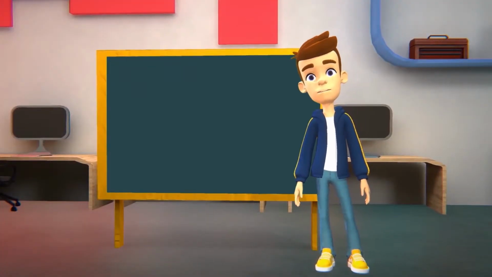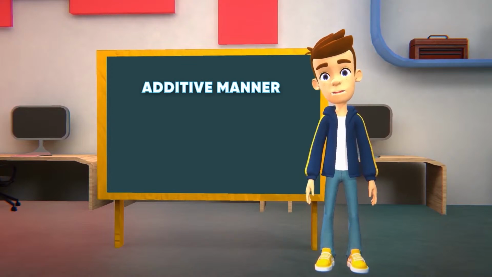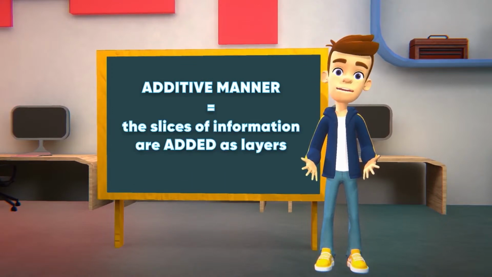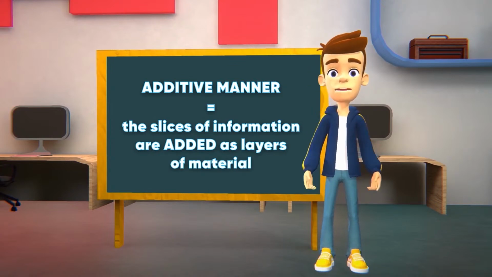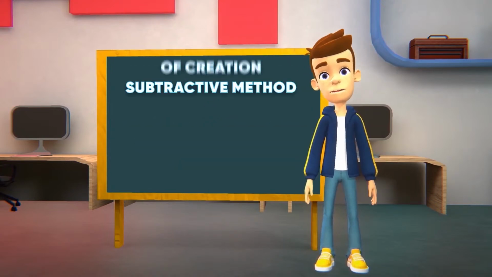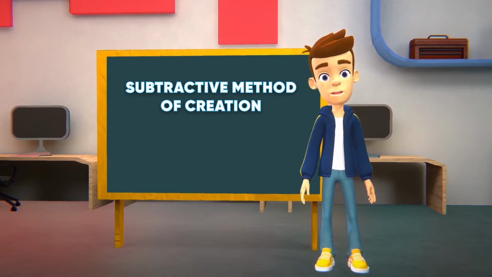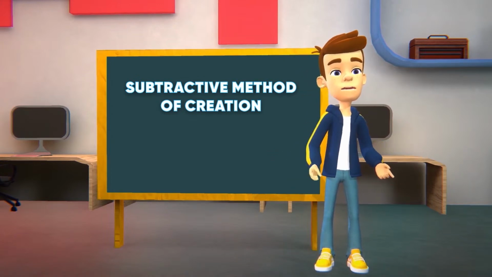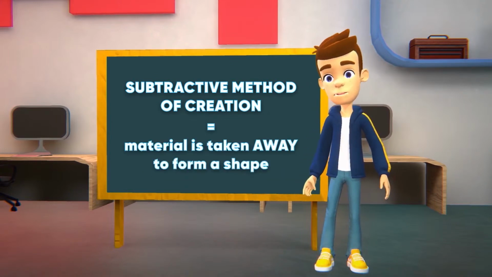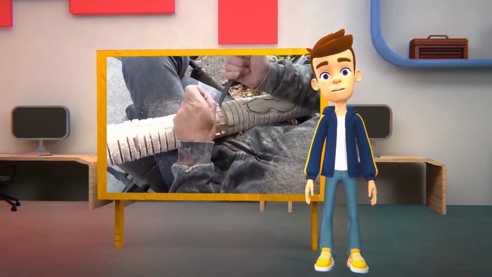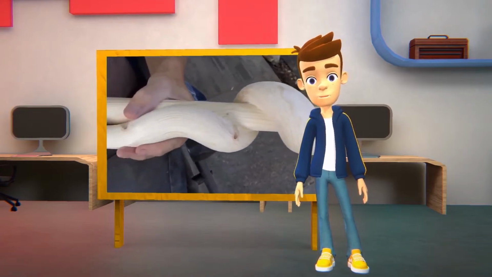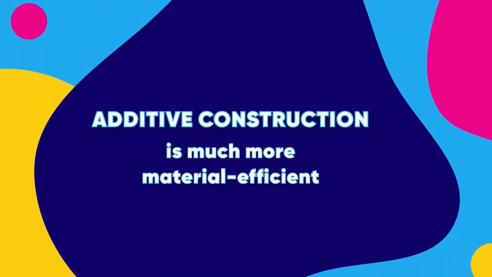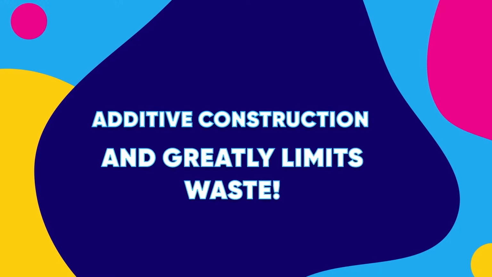A 3D printer completes construction in an additive manner, meaning the slices of information are added as layers of material. This is different than a subtractive method of creation, which is quite common in manufacturing. When things are made subtractively, it means some material is taken away to form a shape, like starting with a block of wood and whittling out a design. Additive construction is much more material efficient and greatly limits waste.